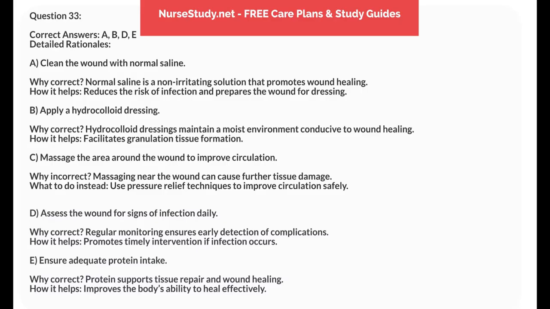A. Clean the wound with normal saline. Why correct? Normal saline is a non-irritating solution that promotes wound healing. How it helps: reduces the risk of infection and prepares the wound for dressing. B. Apply a hydrocolloid dressing. Why correct? Hydrocolloid dressings maintain a moist environment conducive to wound healing. How it helps: facilitates granulation tissue formation.